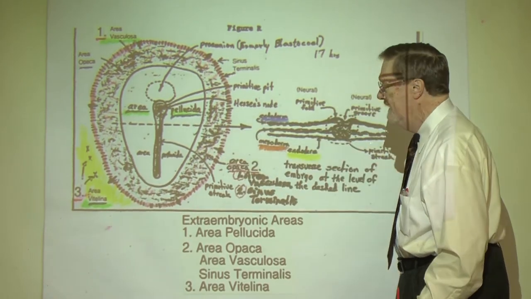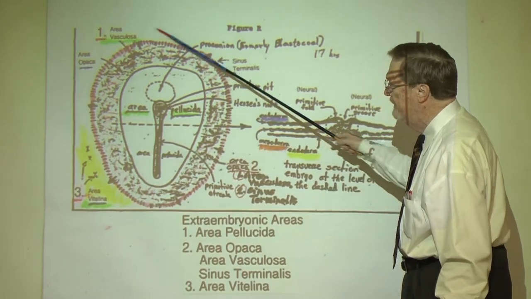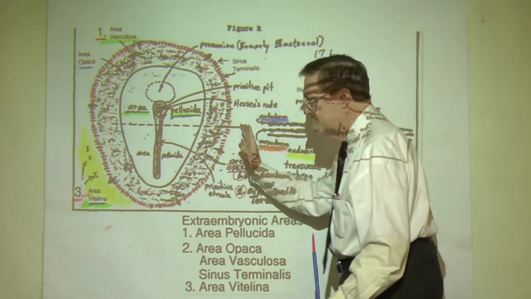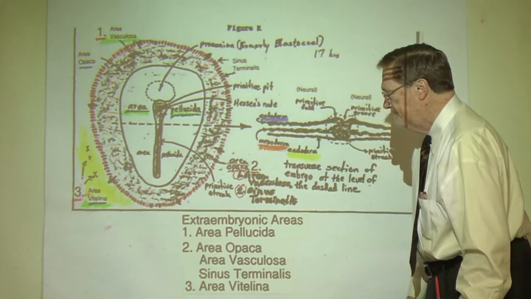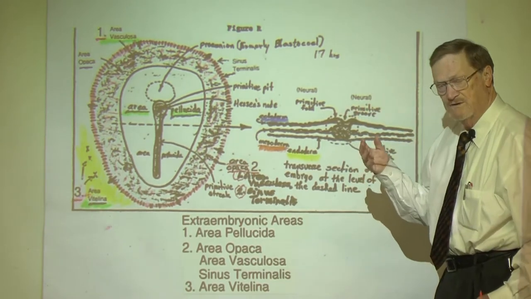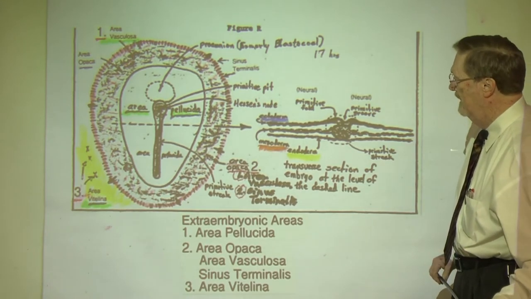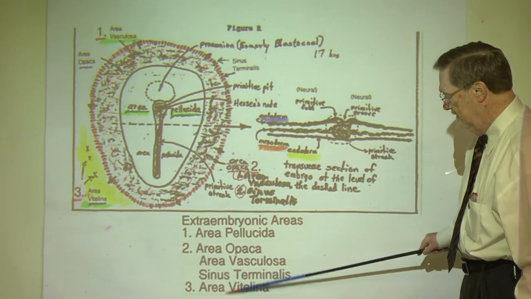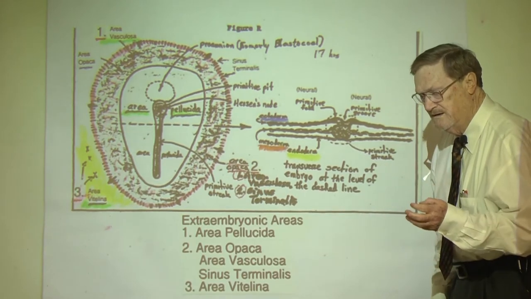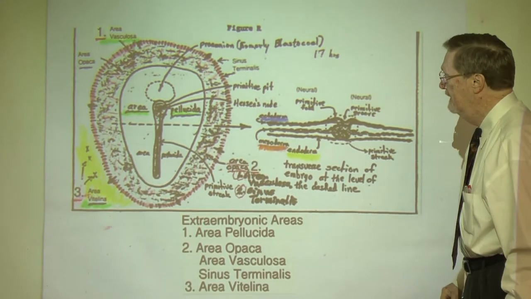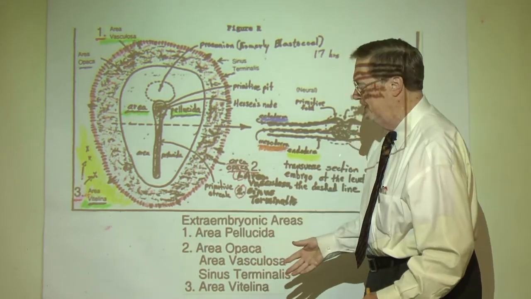So the two parts of the area opaca are this area vasculosa, the vascular part, and the sinus terminalis, this outer rim right there. Now, just to the outside of that, there were some very primitive, large, yolk-filled cells out in the third area, just to the outside of the blood vessel, and that is called the area vitellina, vitellus referring to yolk. The third area out here is full of large yolk-filled cells. This is the embryo now that is ready to explode with developmental potential.